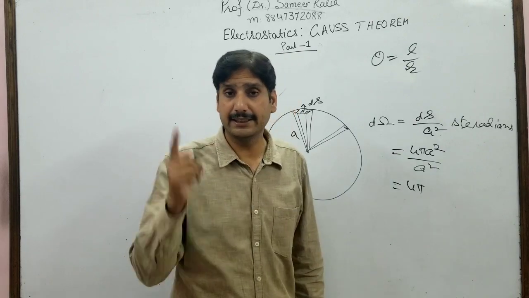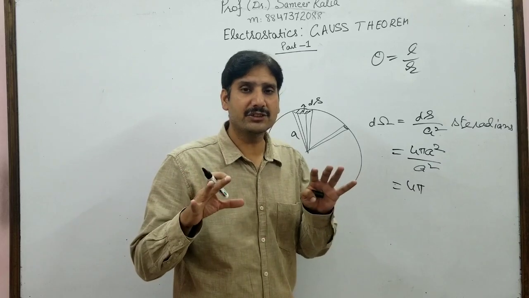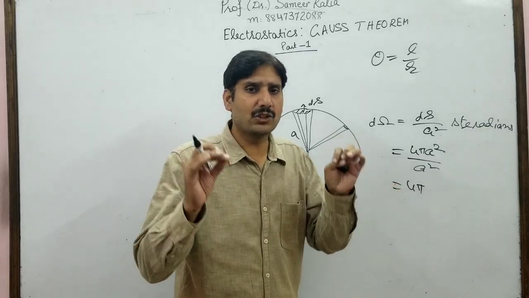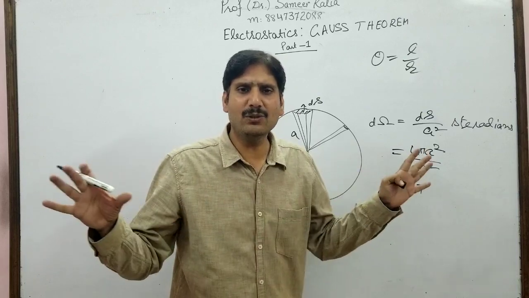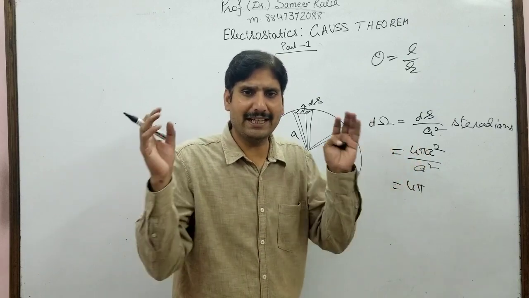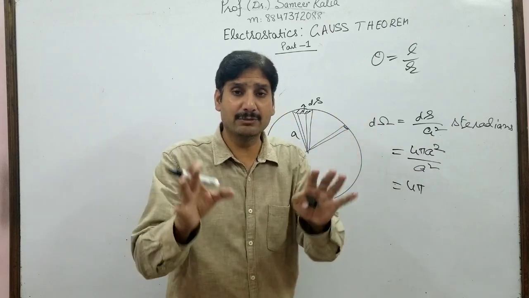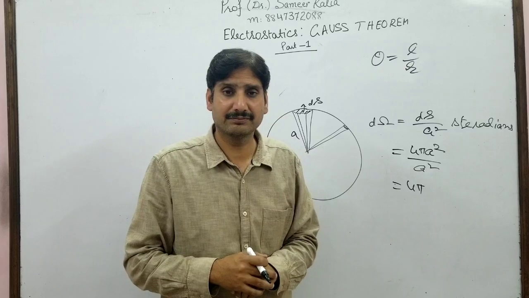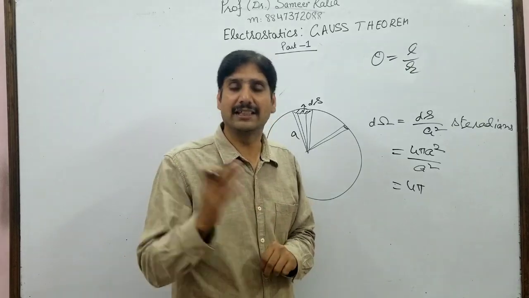Total solid angle subtended by a sphere at the center is 4 pi steradians. Is that okay? Or should I generalize it? Solid angle subtended by any closed surface at any point inside it is always 4 pi steradians. Can you prove that? Pause the video, think about it, and come back.